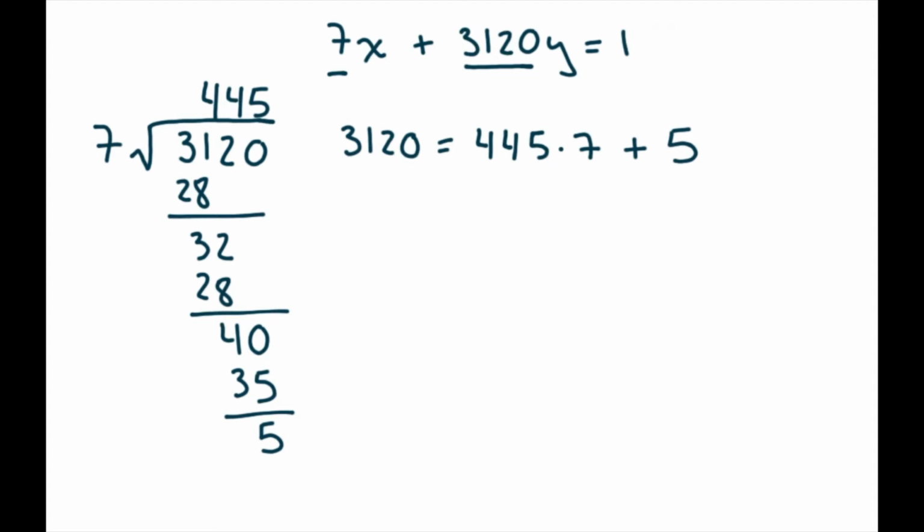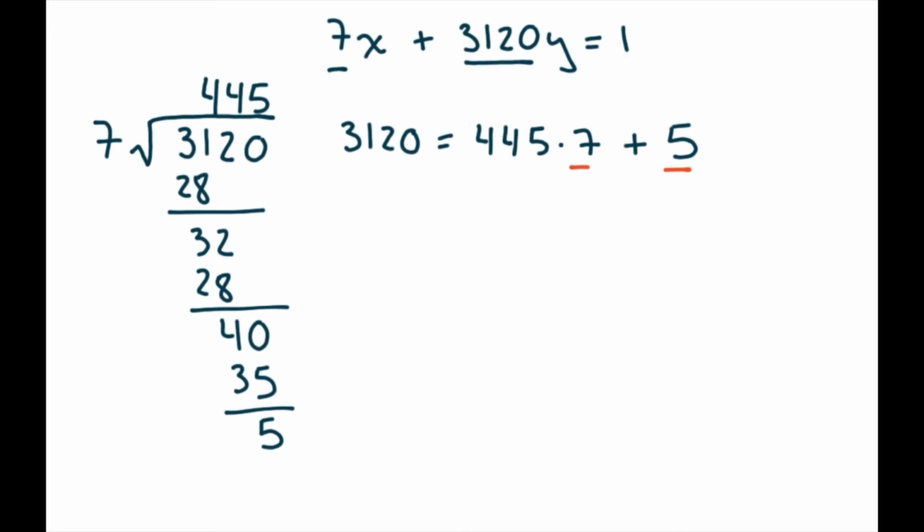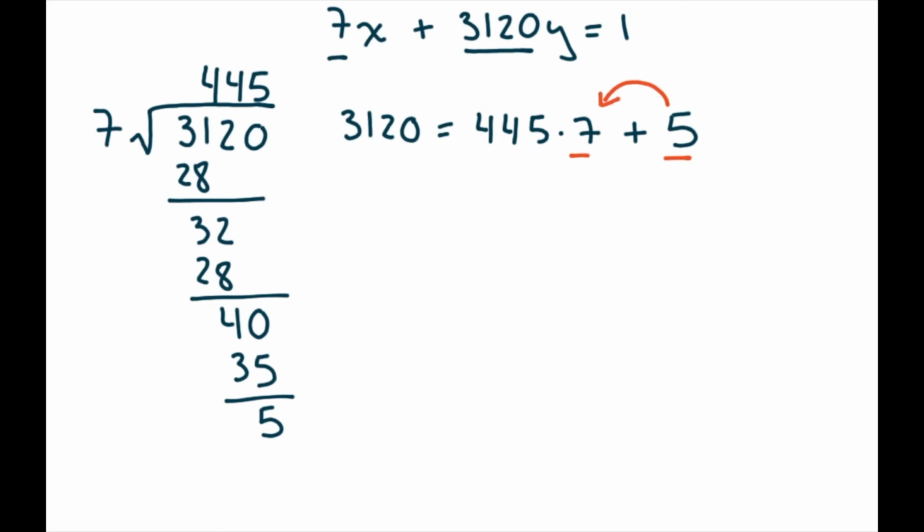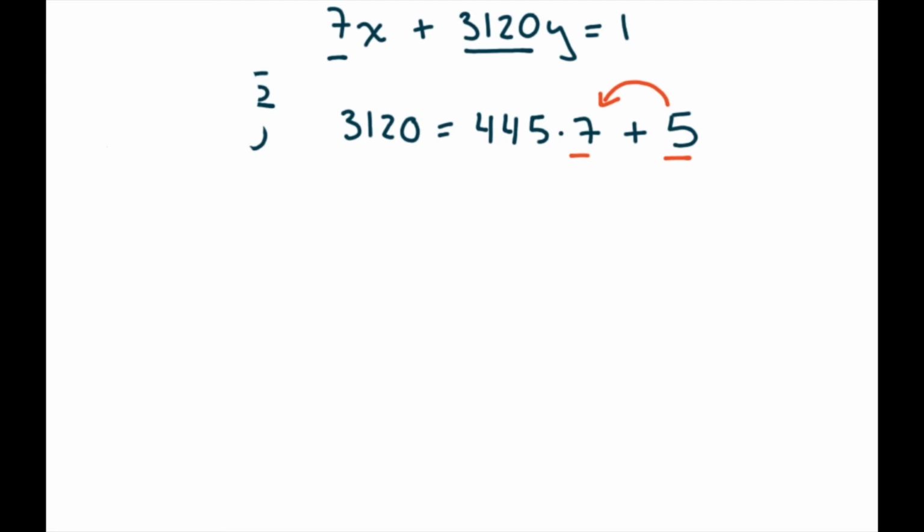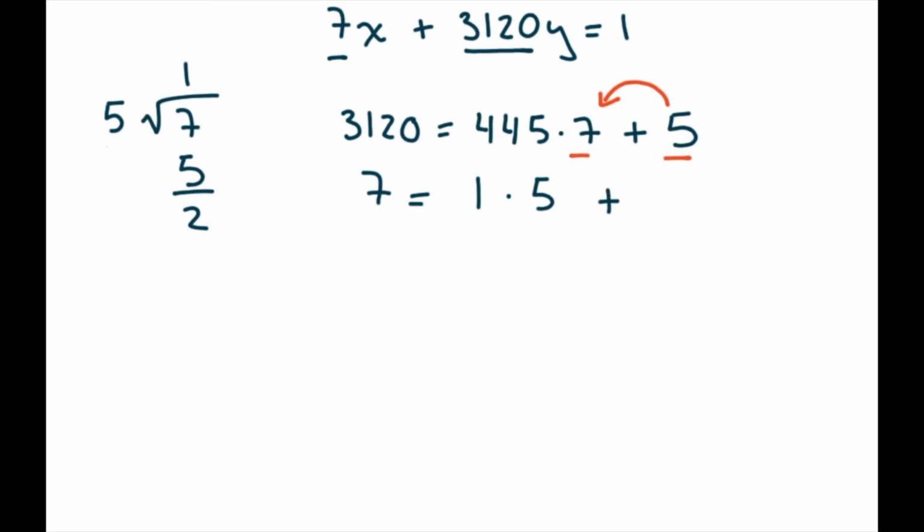Now I'm going to repeat this process, not for 7 and 3,120 this time, but for 7 and 5, my divisor and my remainder, respectively. And I'm going to see how many times my remainder goes into my divisor. So I'll erase this part on the left to have a bit more room. Let's see how many times 5 goes into 7. We have once with a remainder of 2. And I can say that 7 is equal to 1 times 5 plus 2.